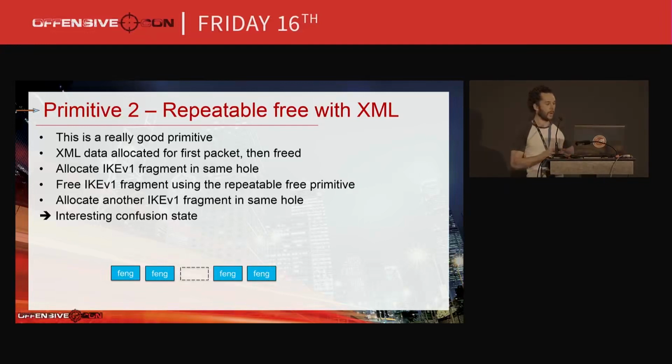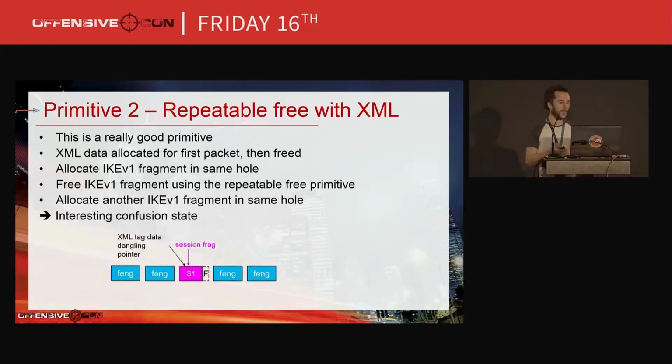So let's say we have our hole. We have our 2000 byte hole. We send our XML packet. It's allocated into our hole. But we know it's going to be freed. There is a dangling pointer. Now we send a fragment for a session, okay? For now, we leave a free hole. I'll explain why later. But basically, the idea is the session fragment and the dangling pointer point to the same memory region. Now we send our second XML packet, and it's going to trigger our repeatable free primitive. It's going to free our actual IKE packets.